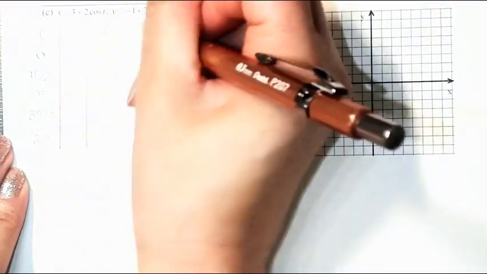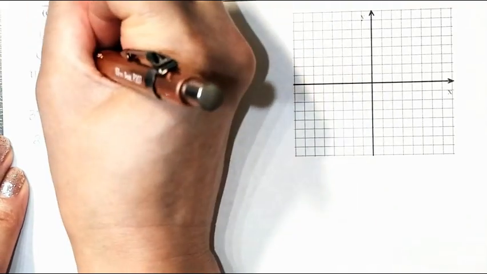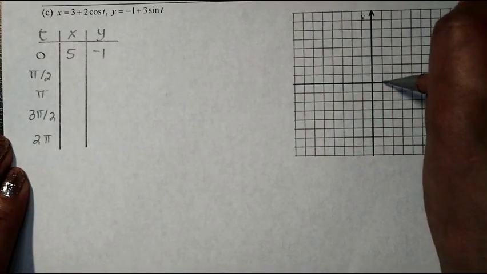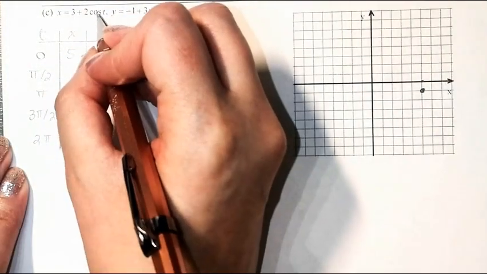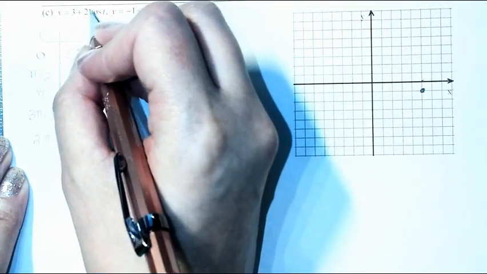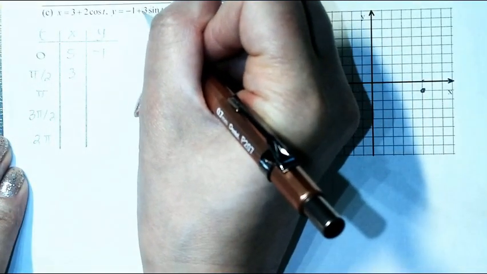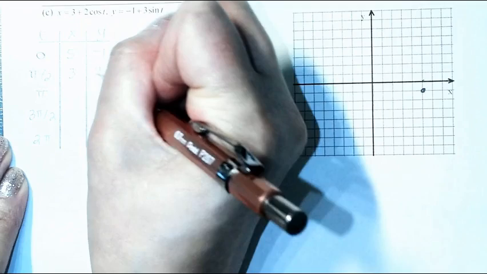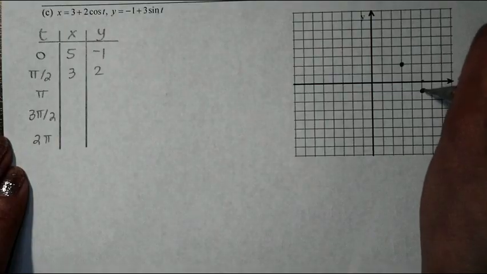So when you plug 0, what's cosine of 0? That's 1. 1 times 2 is 2, plus 3, that's 5. And then you plug the 0 here, so you know that this goes to 0 because sine of 0 is 0. So that's -1. So we start at the point (5, -1). So that's my first point. My second point is going to be 3 plus 0 because cosine of pi over 2 is 0. So that's going to be a 3. Then you plug the pi over 2 here, having a 1, so that's 3 minus 1, that's a 2. So (3, 2), so you are going from here to here.